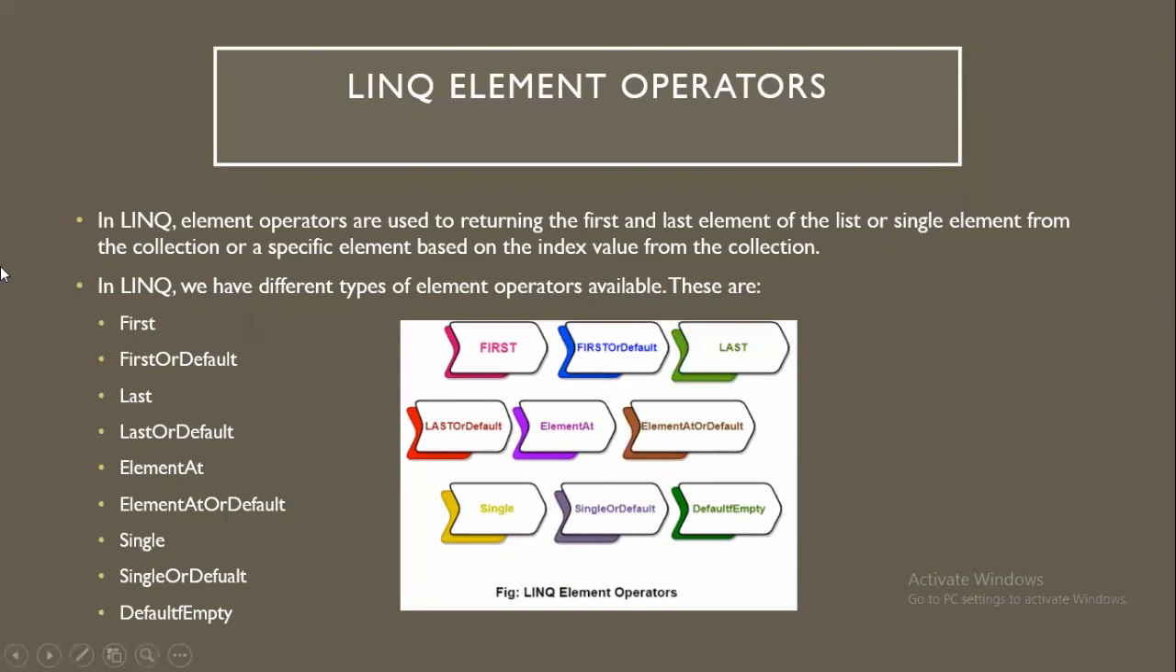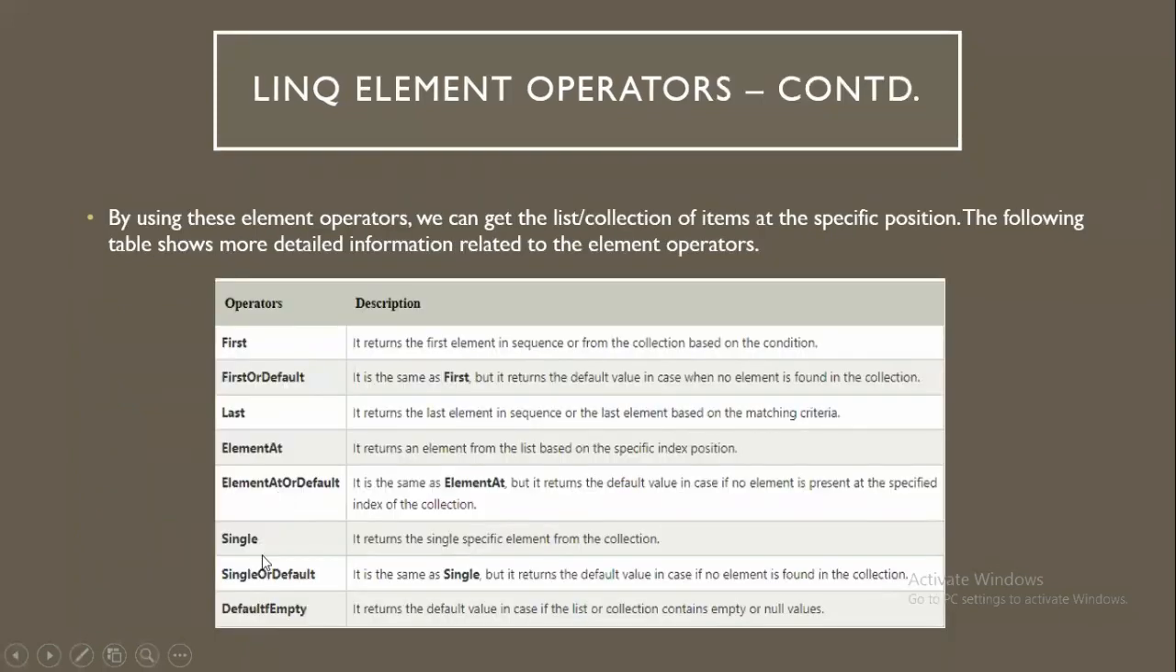So First will give you the first element, Last will be the last element, and LastOrDefault will be 0 by default. ElementAt gets the element at a particular index number, and ElementAtOrDefault will be 0 if not found. Then Single, SingleOrDefault, and DefaultIfEmpty. It's straightforward. By using these element operators, we can get items from a collection at a specific position. And this is the table for it.